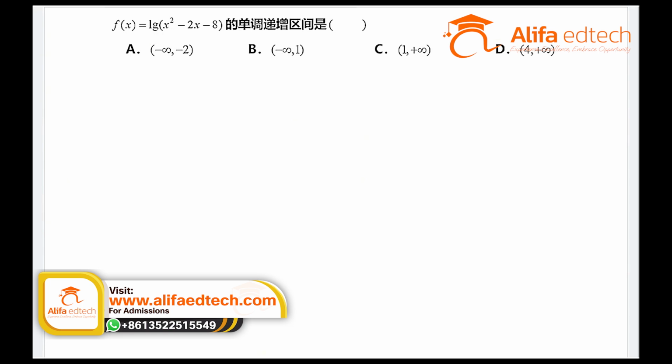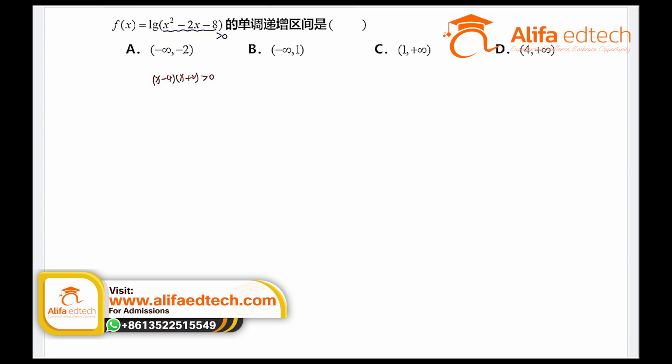Let's take a look. F of x is equal to log of x squared minus 2x minus 8. Now, the argument of the log must be greater than 0. So that means we can deduce that x squared minus 2x minus 8 is greater than 0. This means if we factor it slightly, we get a quadratic inequality in terms of x. It must be greater than 0.